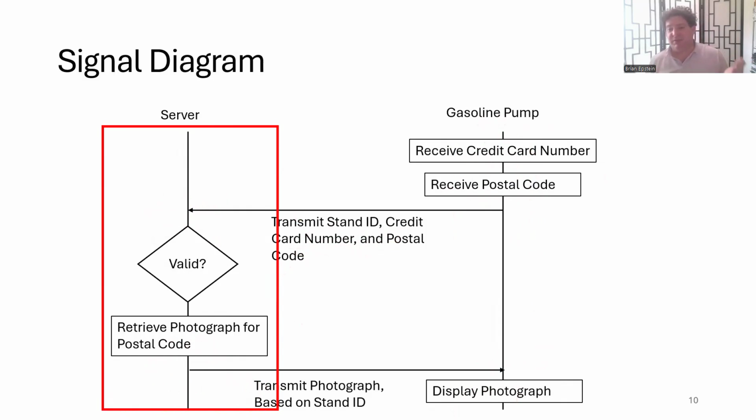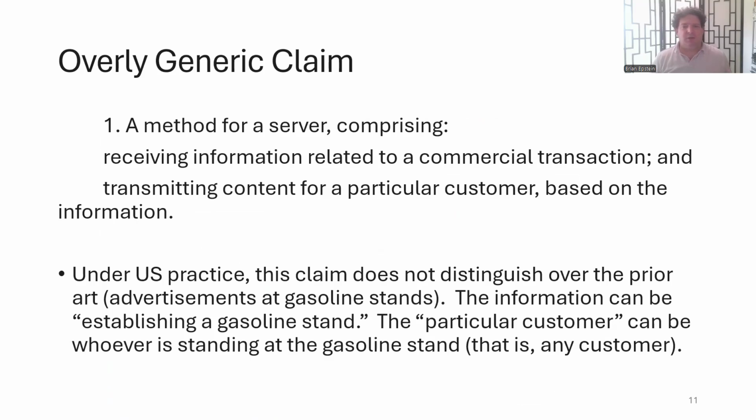Well, there's a lot of different strategies. Of course, we all want broad claims. And so some people recite the invention very broadly. For example, a method for a server comprising receiving information related to a commercial transaction and transmitting content for a particular customer based on the information. Okay.